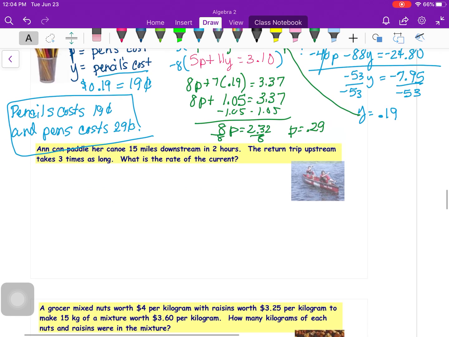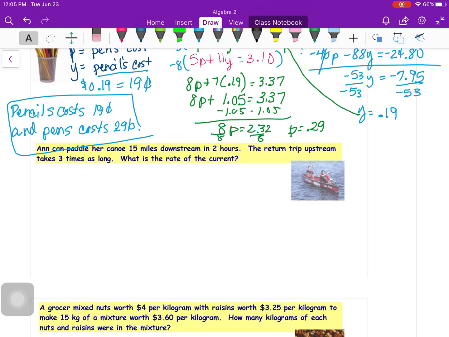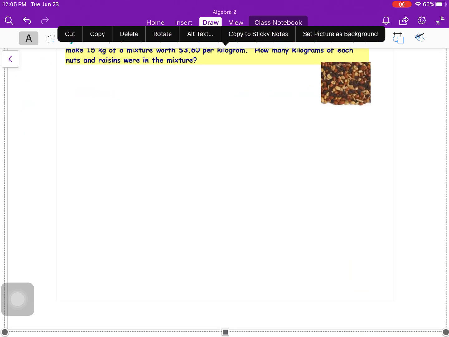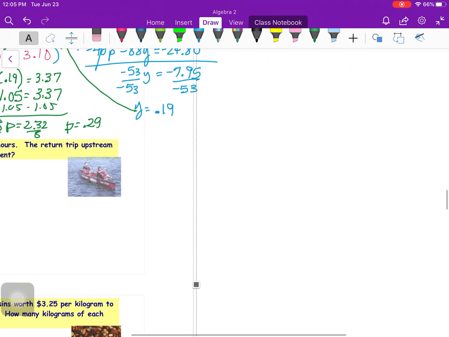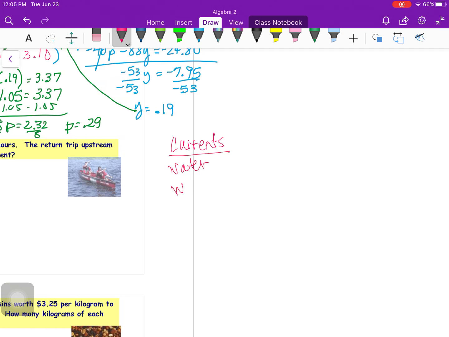This time we've got Anne paddling her canoe 15 miles downstream in 2 hours, and the return trip upstream takes 3 times as long. What is the rate of the current? Okay, so when we have one of these current problems, there's some information that we need to understand. We have 2 kinds of currents. We either have water or we have wind. And by the current, it's the speed of the current.